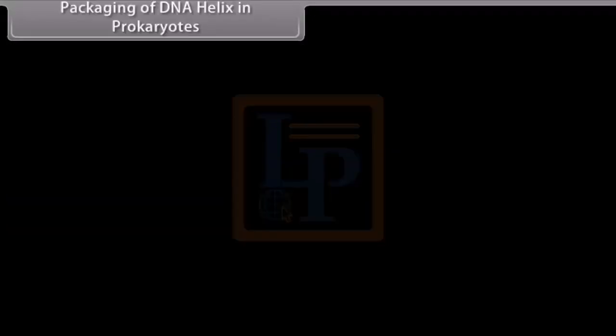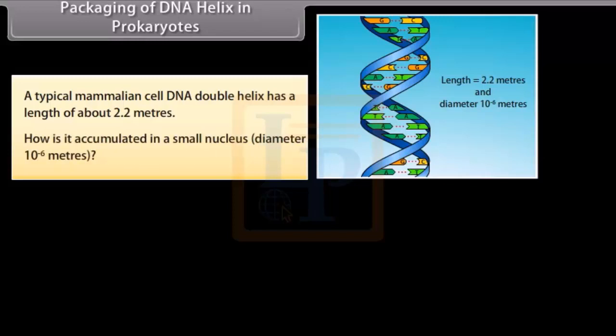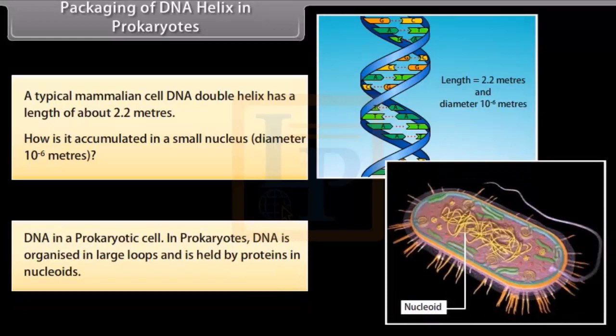Packaging of DNA helix in prokaryotes. A typical mammalian cell DNA double helix has a length of about 2.2 meters. How is it accommodated in a small nucleus? DNA in a prokaryotic cell: in prokaryotes, DNA is organized in large loops and is held by proteins in nucleoids.